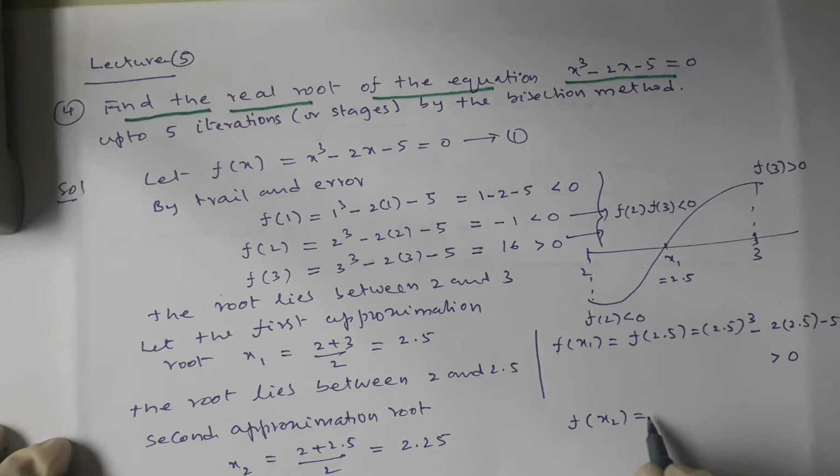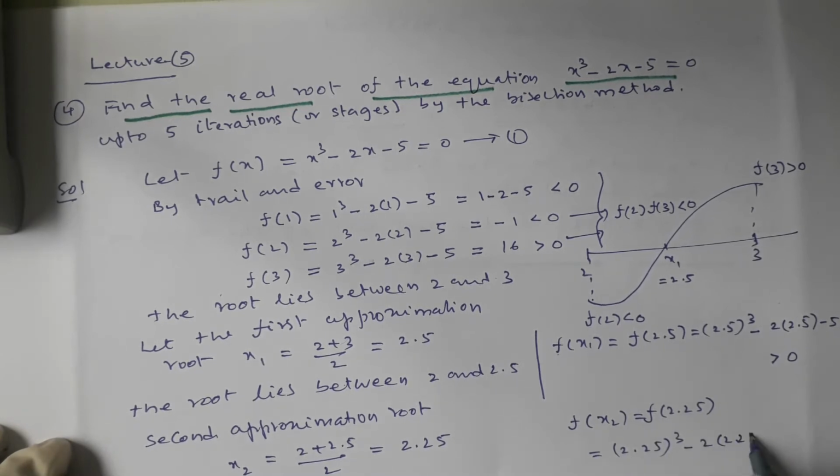So f of x2 is equal to f of 2.25 is equal to 2.25 whole cube minus 2 into 2.25 minus 5. So that value is to be simplified, it is to be greater than 0.